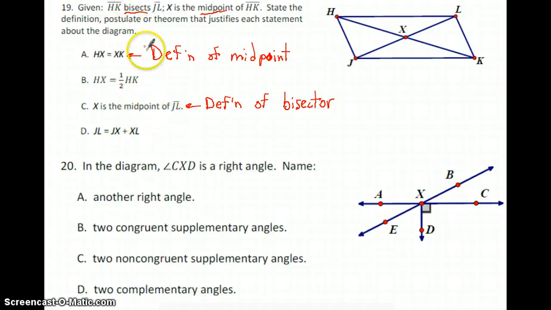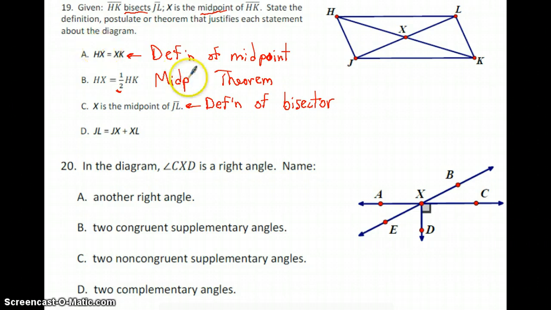Whenever you hear yourself say "because it's a," like in A, how come HX is equal to XK? Because it's a midpoint, definition of midpoint. How come X is the midpoint of JL? Because they told me it's a bisector, so definition of bisector. All right, I think I've said in class enough that when you see these halves, you know that's the theorem as opposed to the definition of midpoint. There was a question on the quiz, what's the difference between the theorem and the definition?